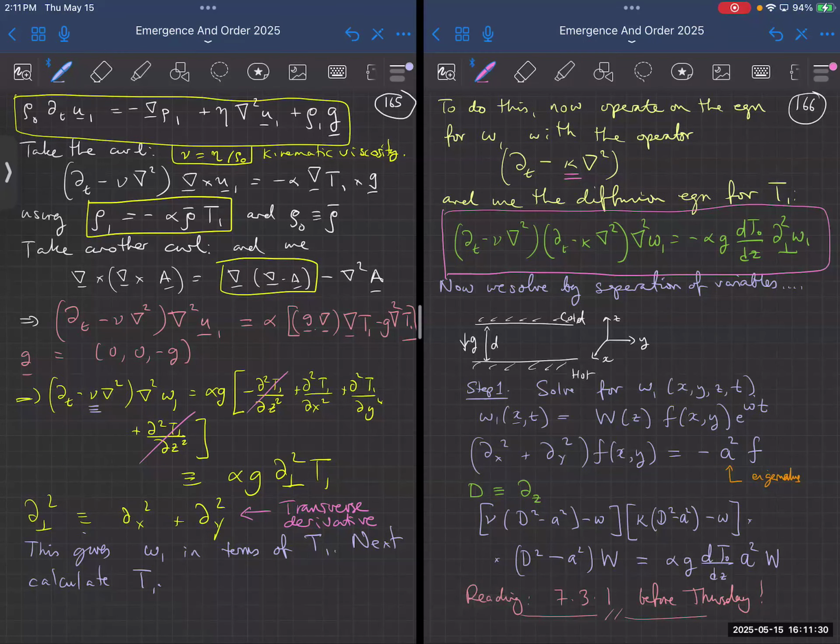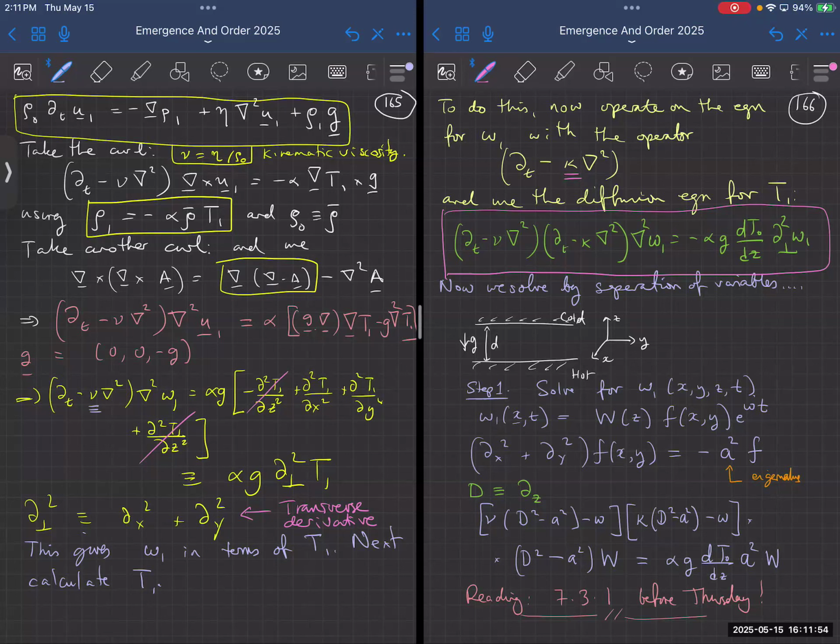Now when we do this, we have to solve this by separation of variables. The only way that I can have a function of x and y equal to a function of z and t is if they're all a constant. And so I end up with a constant, a, that's an eigenvalue. And we end up with the equation which I've written down at the bottom of the page, where I've written the operator d by dz as D, just to make the thing all clearer.